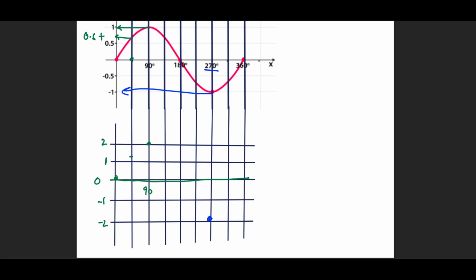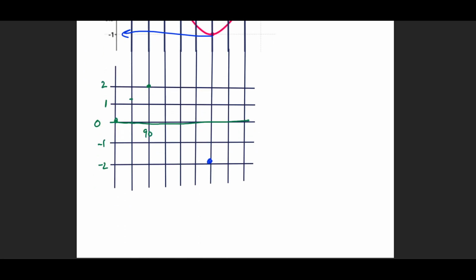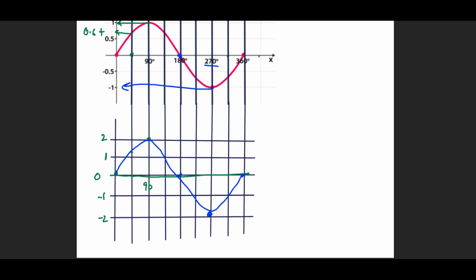If we add together at 180, you can see it is 0. So now we can guess what the shape is going to look like. And at the 360 point, it will come back to 0 again. So the shape is going to look something like this. You can see that the individual amplitudes have been added together.